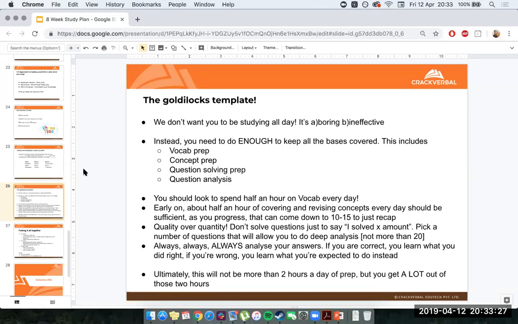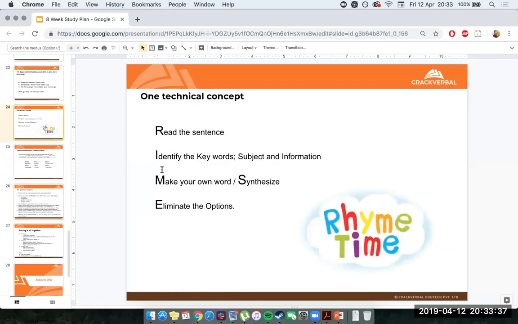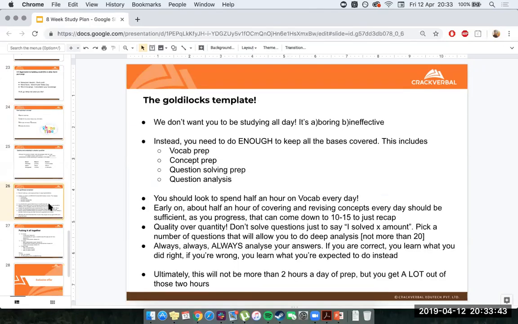All right. Then early on in your prep, you want to spend about half an hour covering and revising concepts, because you're trying to learn that concept for the first time, right? We covered this concept in like 10 minutes. But if you're learning it for the first time and you want to learn how to apply it properly as well, and do a bunch of things with it, yeah, it could take you like half an hour. So that's also all right. That's also cool. Go for it.